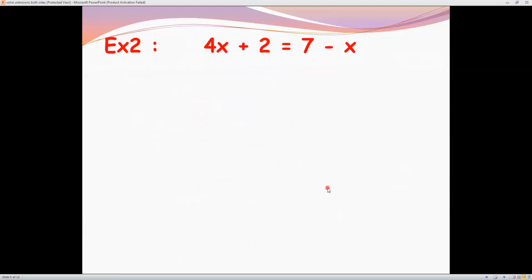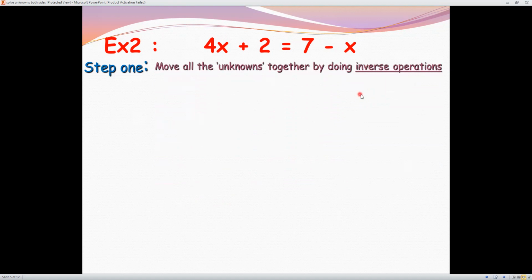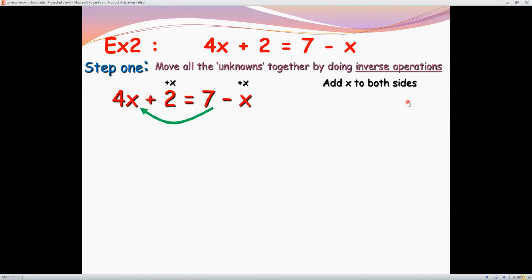Now let's move to example number 2. In example number 2, both sides also have unknown variables, as you can see, x here and x on the other side. So 4x plus 2 equals 7 minus x. What is the first step that we should follow? Yes, exactly. We should gather all the unknown variables together. So I am going to do this by adding x to both sides.